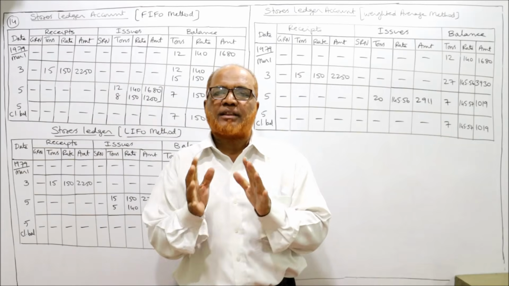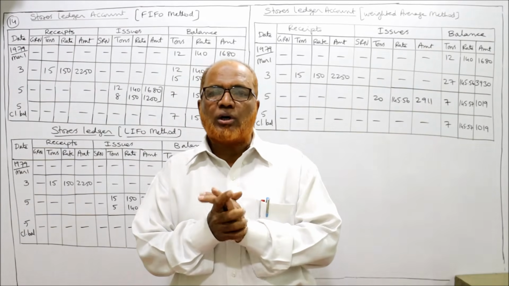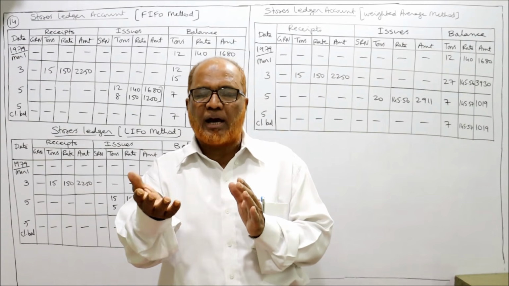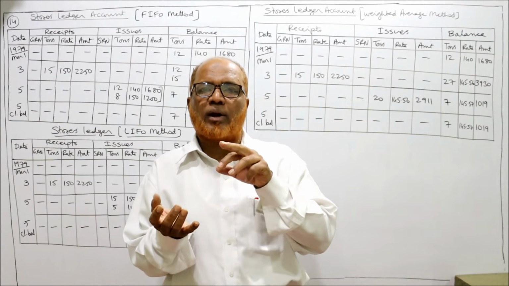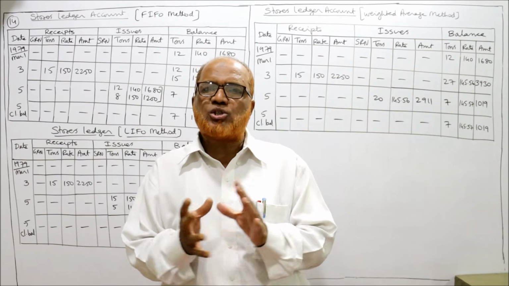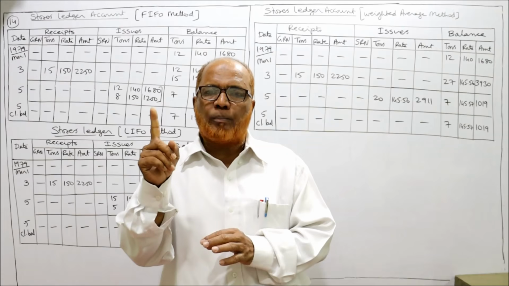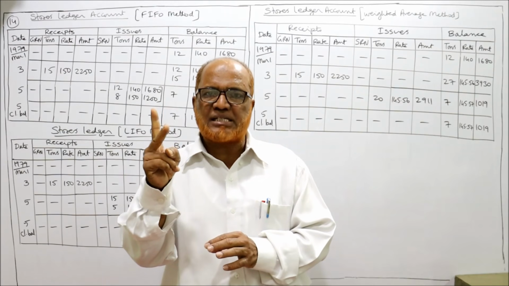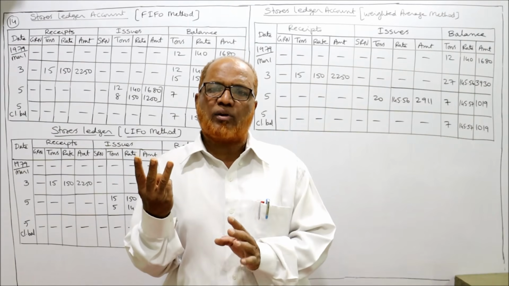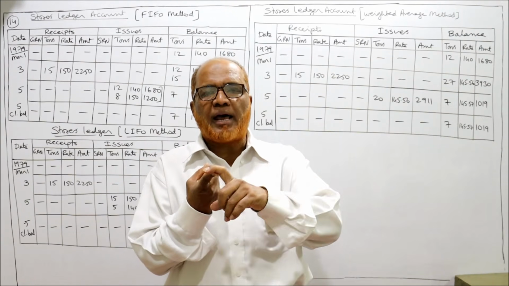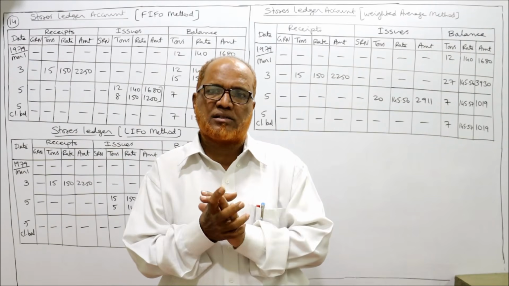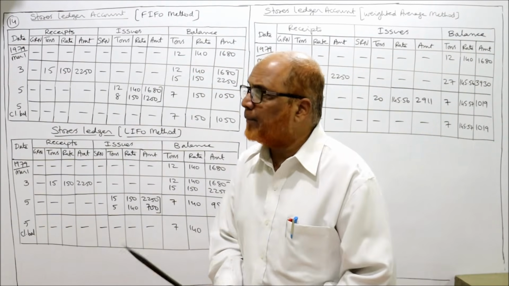In this problem, we have to make the stores ledger and find out the closing value. The value at which the material is issued and the value of closing stock according to FIFO method, LIFO method and weighted average method. The problem is very small because only opening balance is given, one purchase is given, one issue is given. That's it. Only 3 transactions we have to record in the stores ledger. Opening balance, one receipt, one issue, and find out the closing balance. That's it. Now see here carefully.